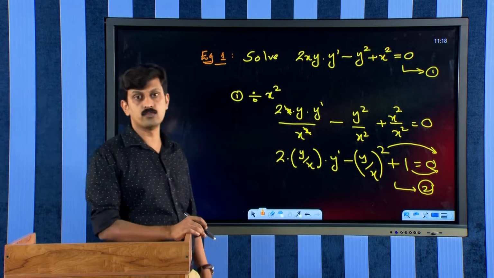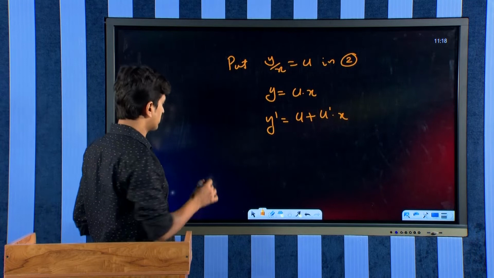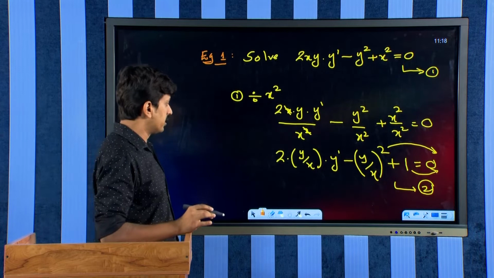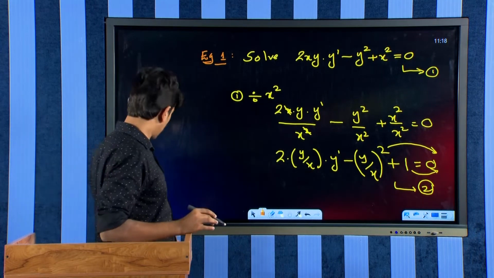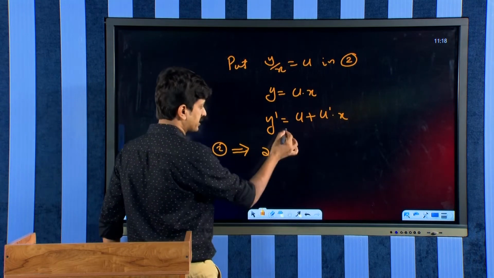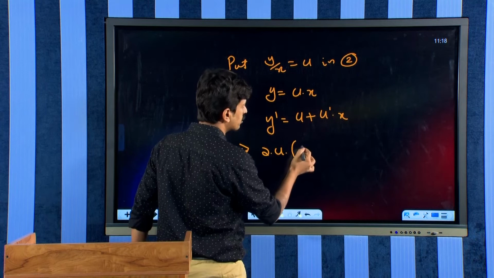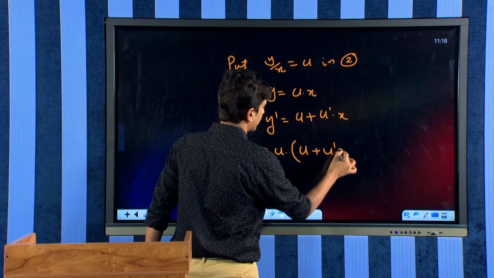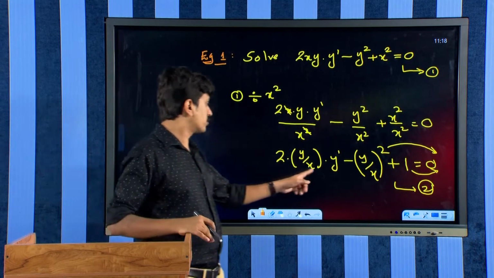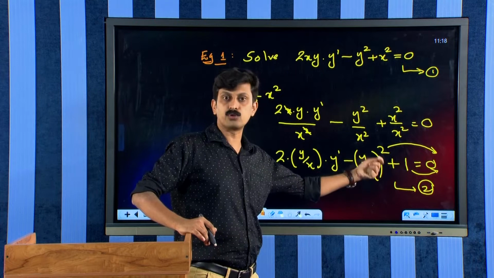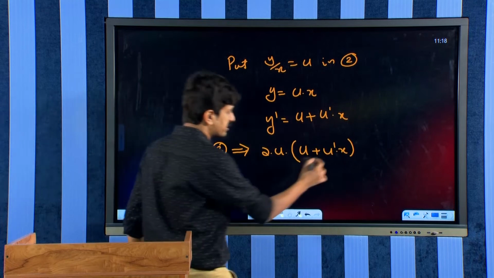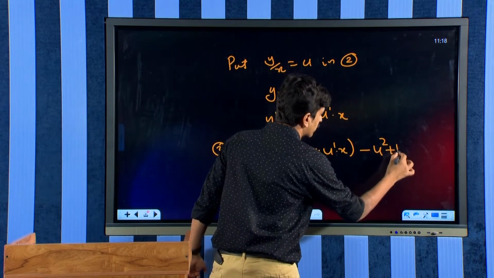So, equation 2 becomes, as, see, in equation 2, 2 into y by x into y dash. Therefore, 2 into u into y dash is there, that is equal to u plus u dash x. Fine. Again we can come back to equation number 2, this term is over, minus y by x whole square plus 1, y by x is u, minus u square plus 1 is equal to 0.